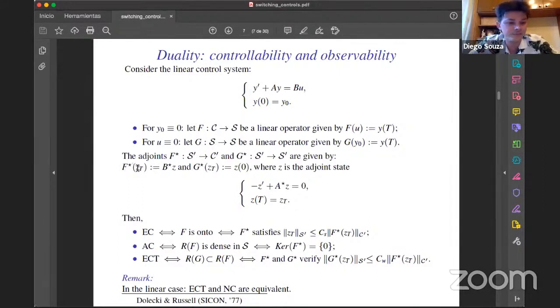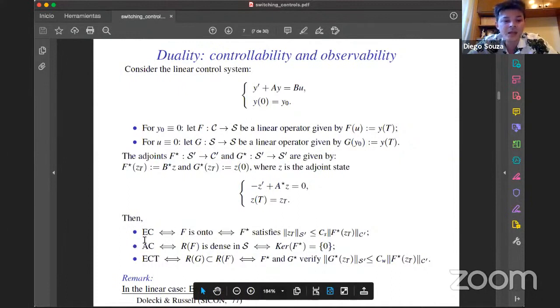So f star of zt is b star of z, where z is the solution of what we call the adjoint system. And g star of zt is z at zero. Okay, so the exact controllability, one can easily see, is equivalent to the surjectivity of the functional f, and the functional f is onto if and only if the adjoint system satisfies this condition.